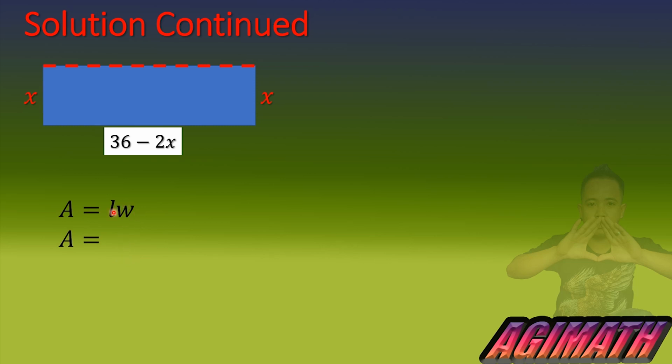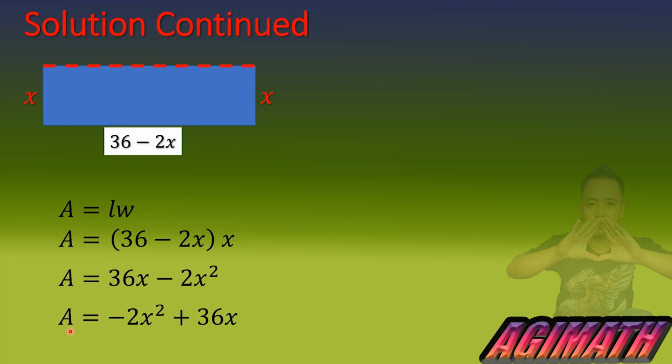Area equals the length, which is 36 minus 2x. The width is equal to x. And then you apply the distributive property. So x times 36 is 36x. x times negative 2x is equal to negative 2x squared. And then, for it to become beautiful, change it to standard form. So A is equal to negative 2x squared plus 36x.